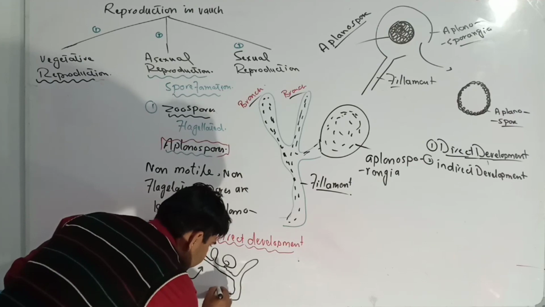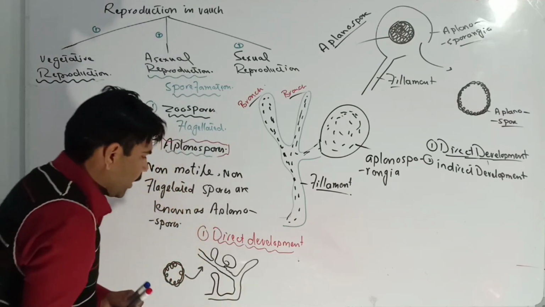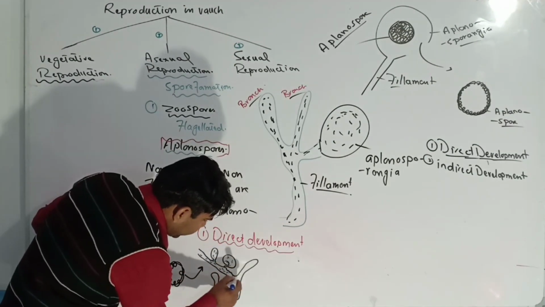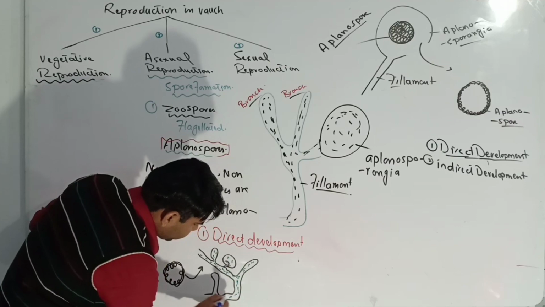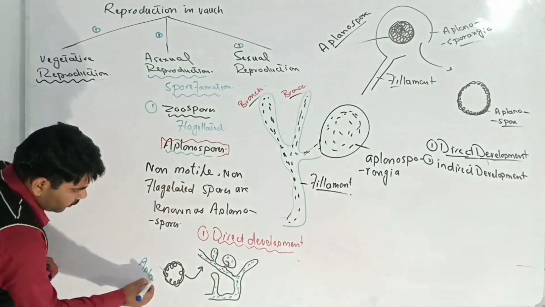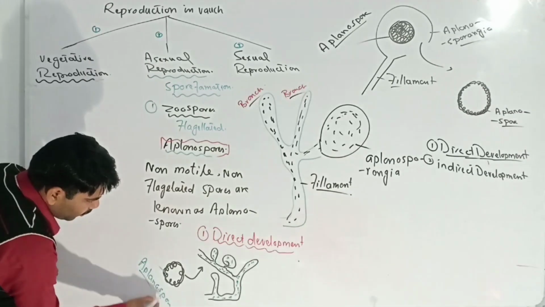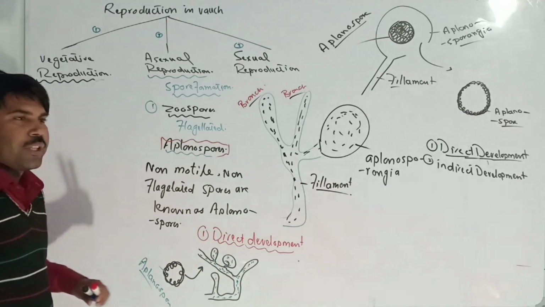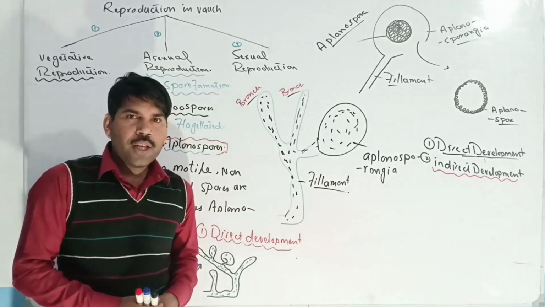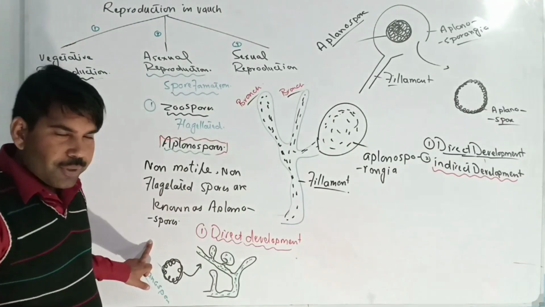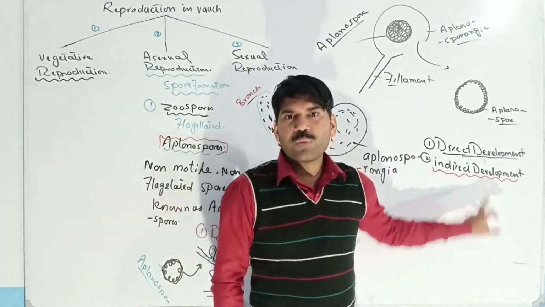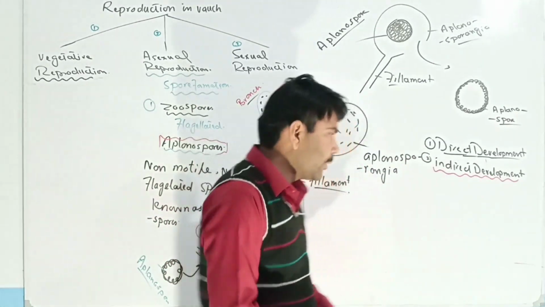This is a new plant body of Vaucheria. We can say here this is an aseptate or coenocytic plant body of a Vaucheria. This is an aplanospore, and directly this aplanospore is being converted into a new filamentous plant body. We have studied about the direct development, but now we are going to study how indirect development will occur to produce a new plant body of a Vaucheria.